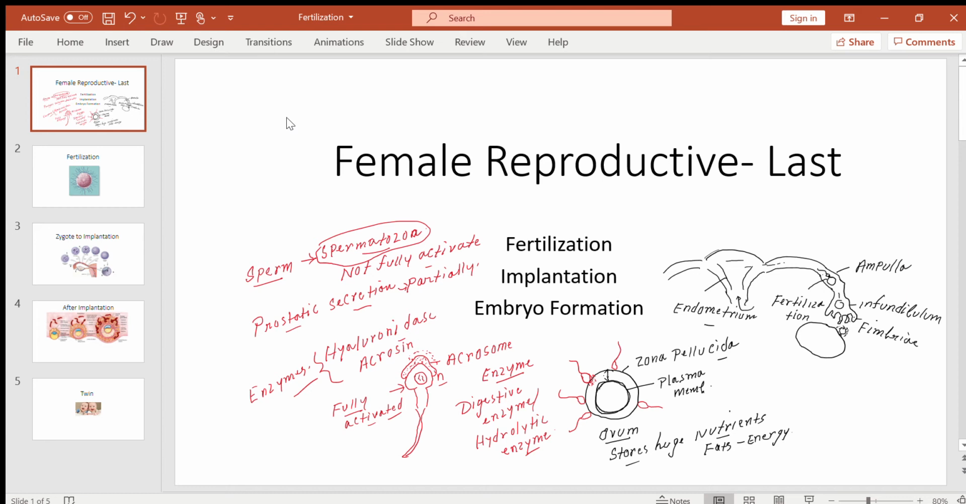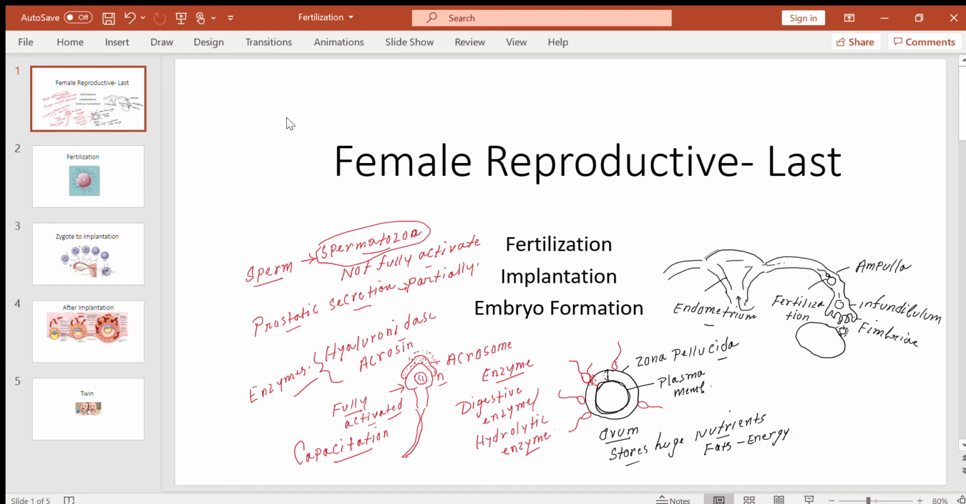And this process, how the sperm gets fully activated inside the female body, is called capacitation. That means now it is ready to fertilize the egg. It is competent to fertilize the egg, and will start to get in. Okay.